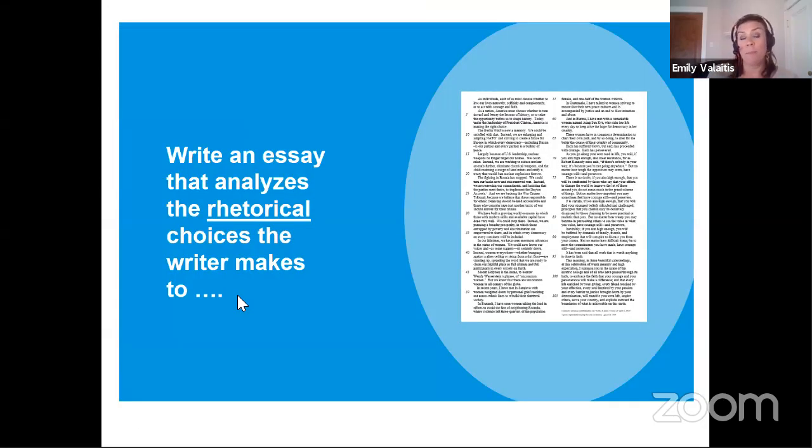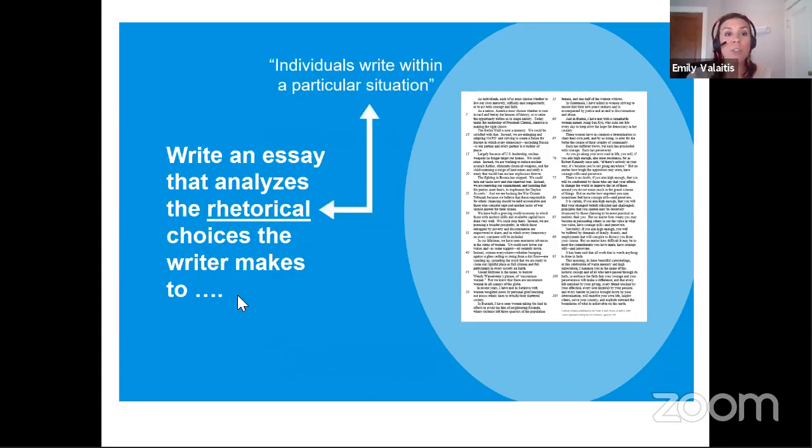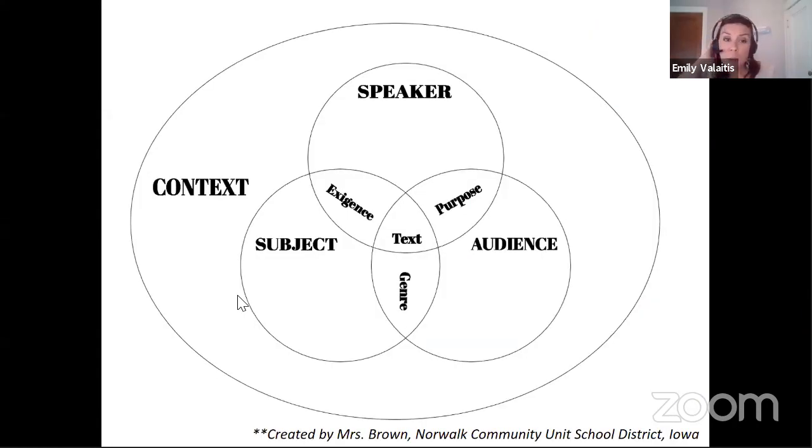In your essay prompts, you'll see they all start and sound the same with, write an essay that analyzes the rhetorical choices the writer makes to... Think of this as kind of like your roadmap to the prompt as well. The first thing you have to do is understand that rhetorical discourse. We know that individuals write within a particular situation, so you have to understand that particular situation before you get to the choices. So we're going to look at the rhetorical situation in more depth.